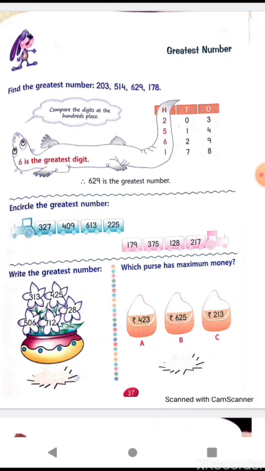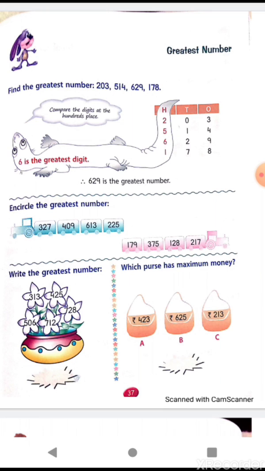It is obviously 6. So the number 629 is the greatest number out of all these given numbers. So similarly, in the same way, we can find the greatest number out of any given numbers. Now the exercise is, encircle the greatest number.